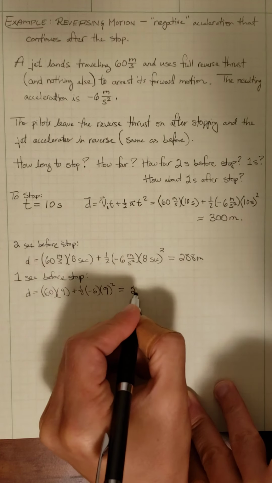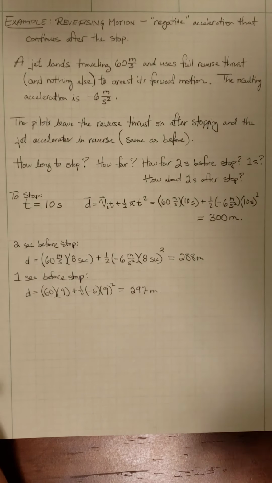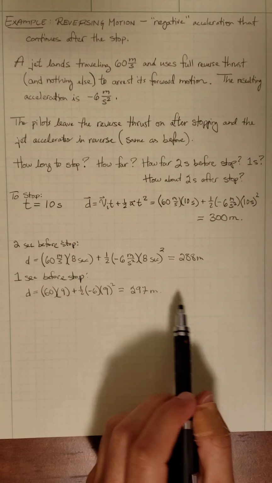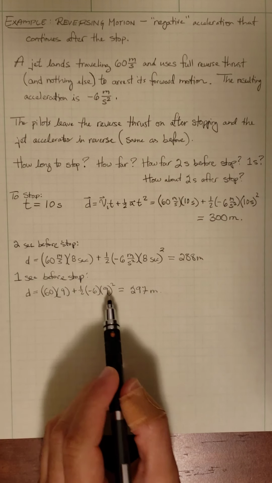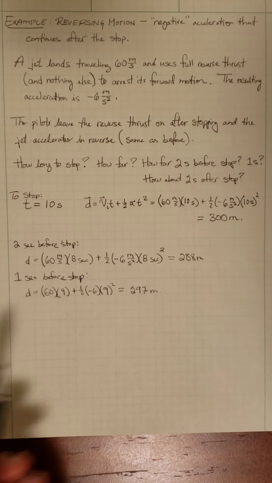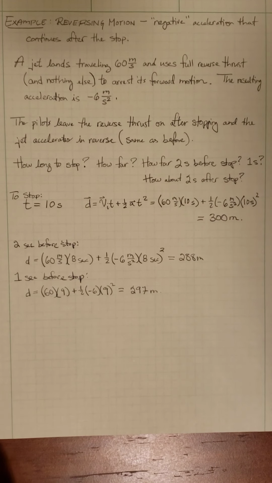That gives us 297 meters, again less than 300 as we expect. Something to point out here is this entire deceleration is 10 seconds long. After 9 seconds, there's 1 second left, or 10% of the time remaining. But if you notice, we've eaten up 297 meters. We have 3 meters out of 300 remaining. So with 10% of the time remaining, we have only 1% of the distance remaining.